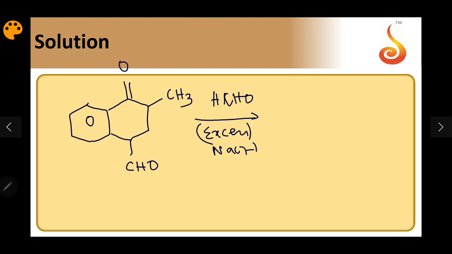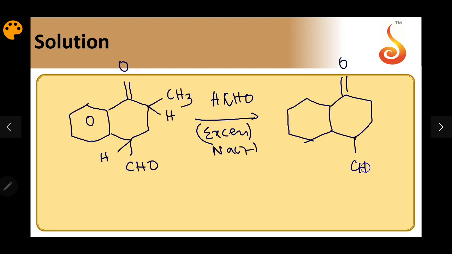So in this molecule we have one alpha hydrogen here and one more alpha hydrogen here. So both of these alpha hydrogens are replaced by CH2OH group. The first thing you have to do is all the alpha hydrogens present in the molecule should be replaced by CH2OH groups. This is the first step. Now the molecule will not be having any alpha hydrogen.